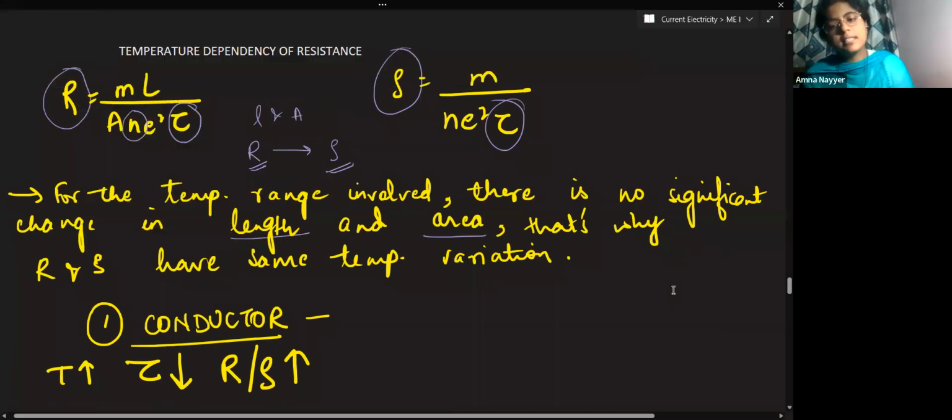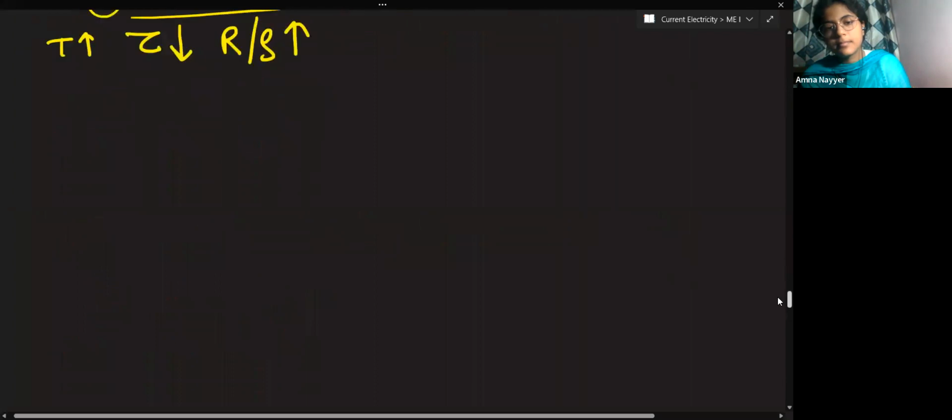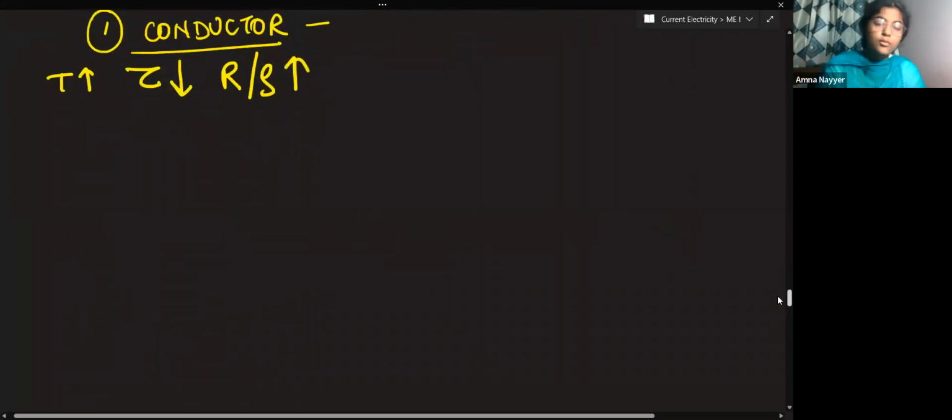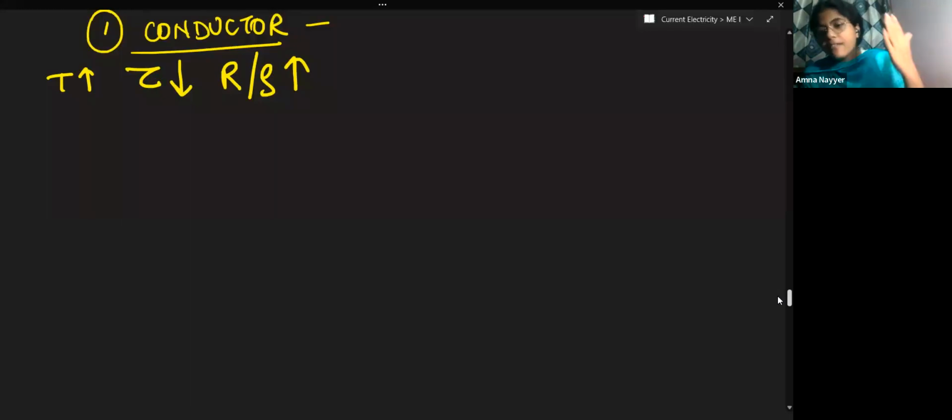The first material is a conductor. In the case of a conductor, as I've already written prior to the class, if temperature increases, the average relaxation time decreases. And if tau decreases, since tau is in the denominator of resistance, obviously resistance will increase. And as resistance increases, resistivity will also increase.